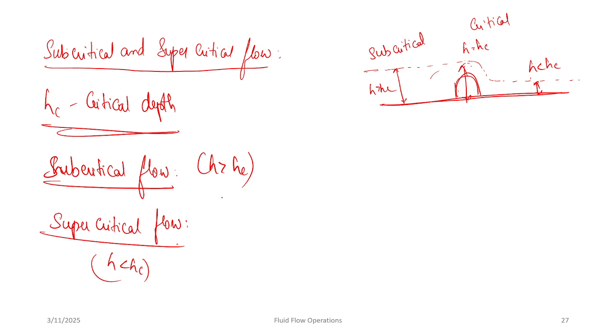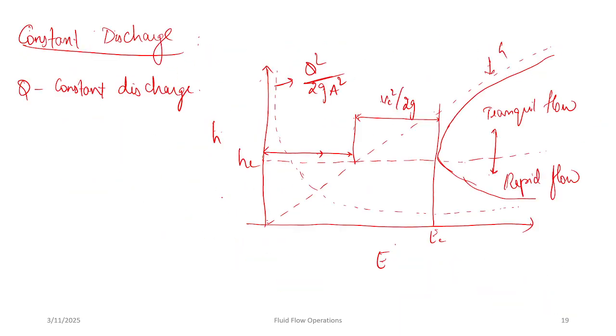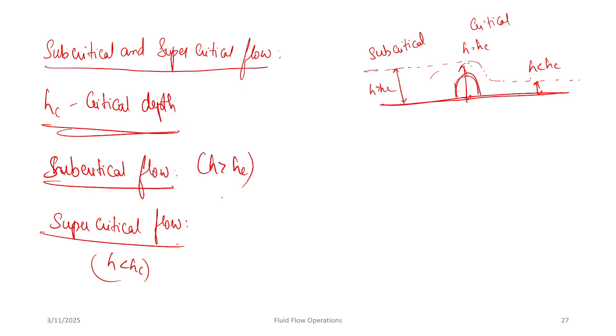We just saw this in the E and h diagram as well, during a constant flow rate. Wait, let me go back. Yeah, in this equation, we also saw tranquil flow and rapid flow, right? Same thing. So when h is greater than Hc, it will be a subcritical flow or tranquil flow. When h is less than Hc, it is called supercritical flow or rapid flow.